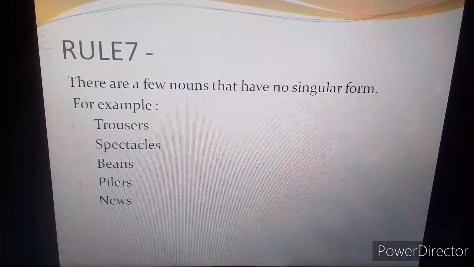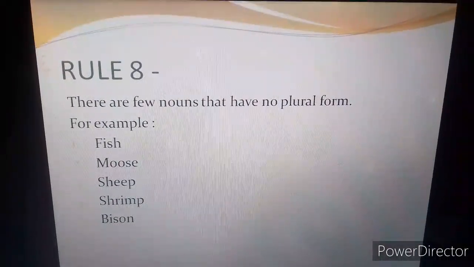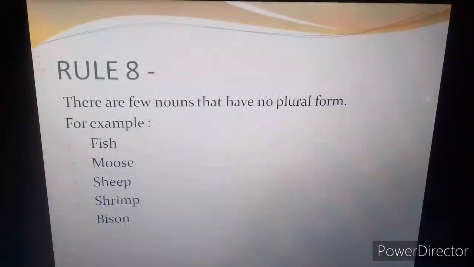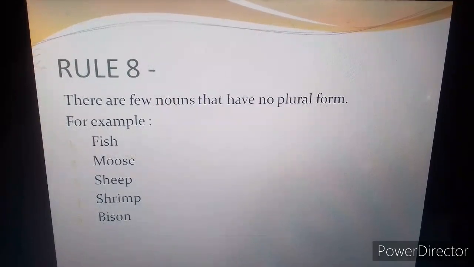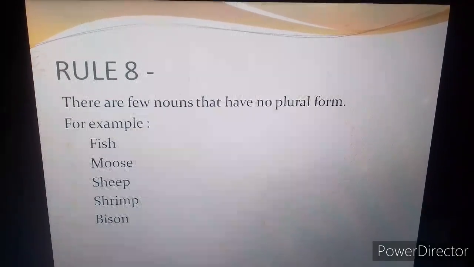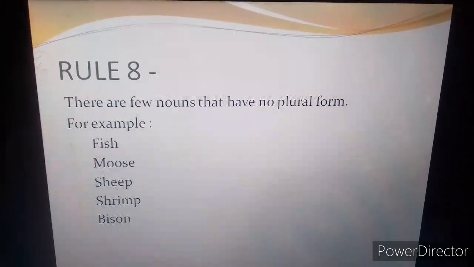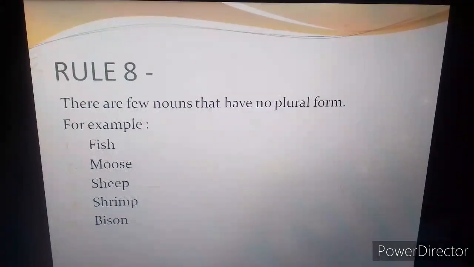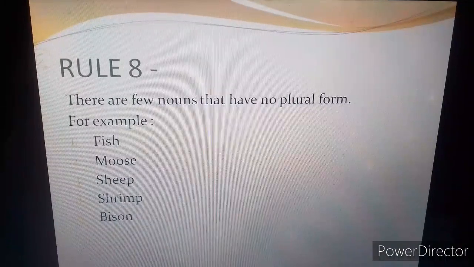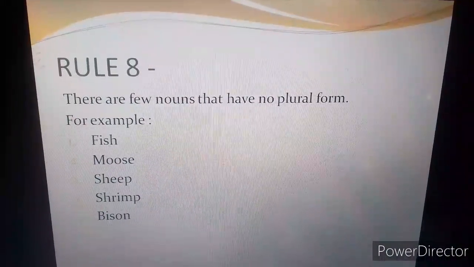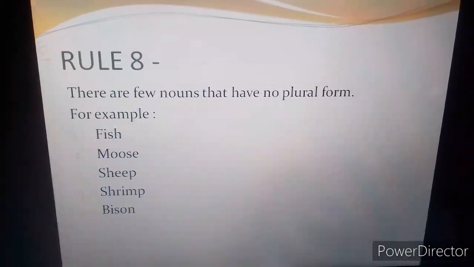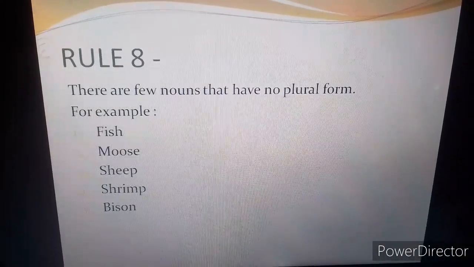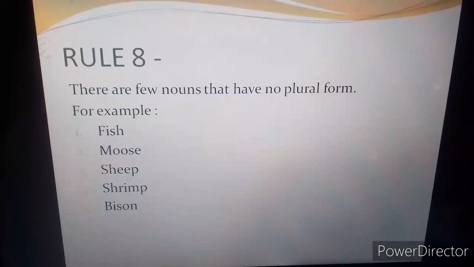Let us see rule number 8. Rule number 8 states that there are few nouns that have no plural form. So in the last rule we studied that there are few nouns that have no singular form, and in this rule we are seeing that there are also some nouns that have no plural form, they just stay in their singular form. For example, fish, moose, sheep, shrimp, bison.